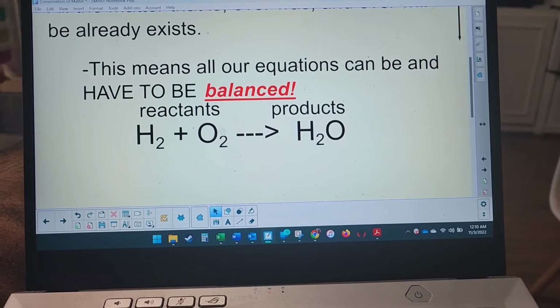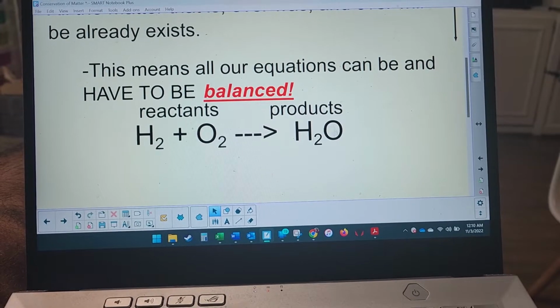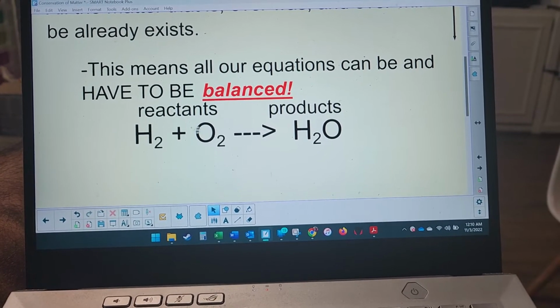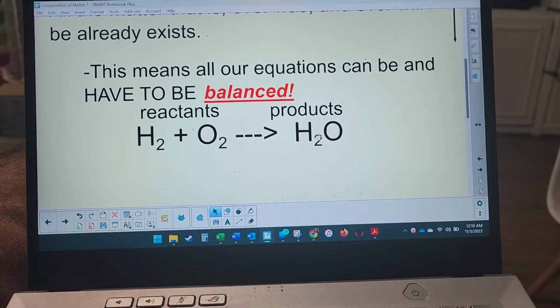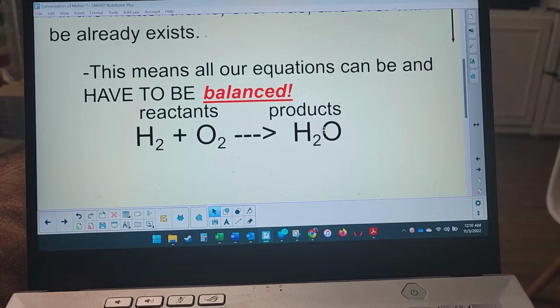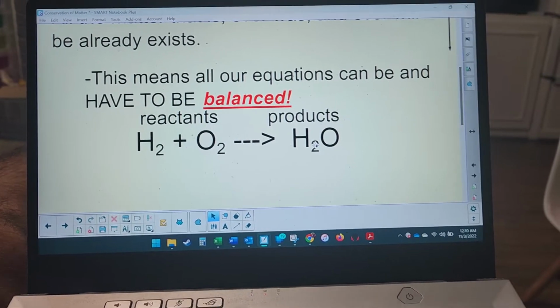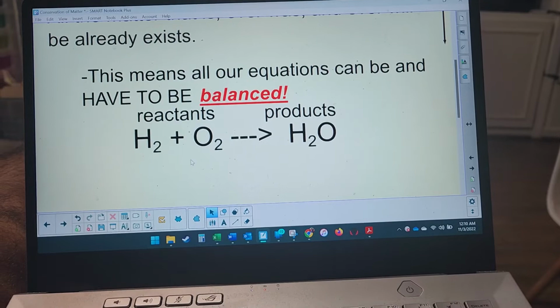However, if we look at the oxygens, you'll see there's 2 here, but there's only 1 over here. Now, if these are present at the start and there's only 1 at the end, then it would look like oxygen's been destroyed. But that's not the case. And let's kind of show you how.